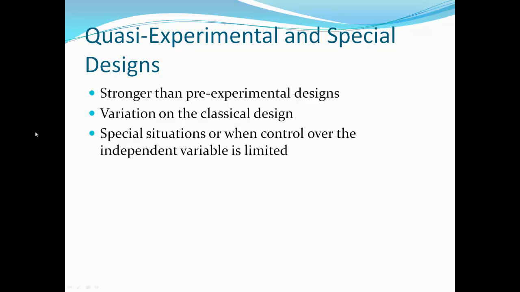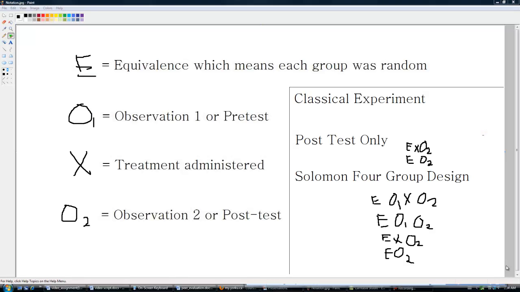Now, let's look at some notation to further understand this. There's very useful notation that is used to actually help you understand this better. E, which stands for equivalence, means each group is random. O1 stands for observation 1 or the pretest. X stands for the treatment administered, and O2 stands for the observation 2 or the post-test.